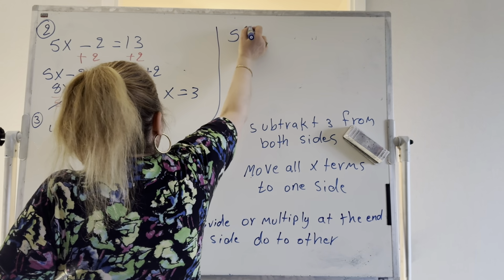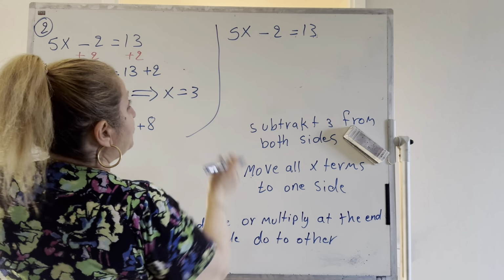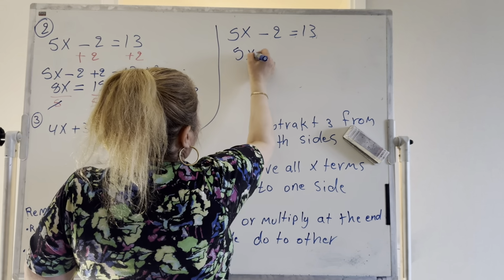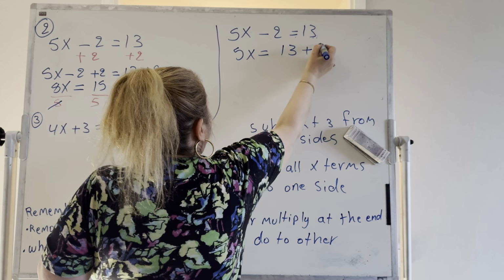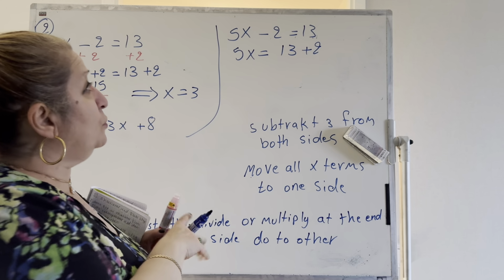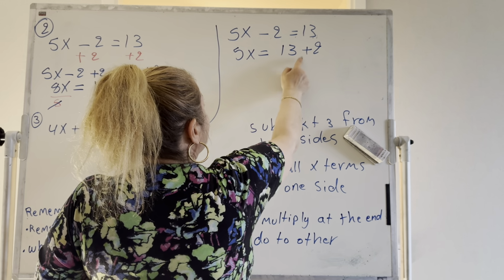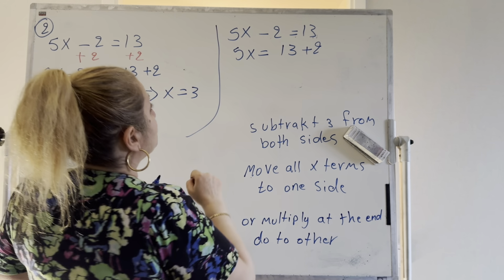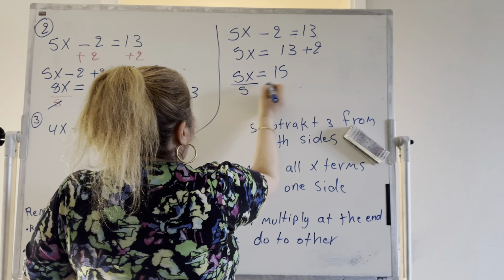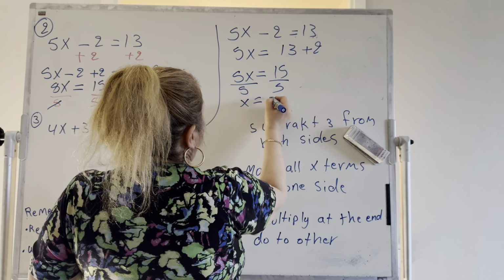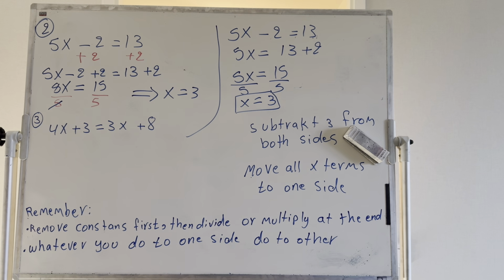If 5x minus 2 equals 13, I will move minus 2 to the other side, and I will change the sign: 13 plus 2. When I move minus 2 to the other side, I must change the sign, and it will be 5x equals 15. Divide by 5 on both sides, x equals 3. Maybe this is more quick.